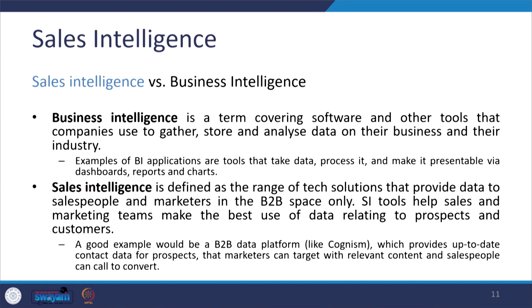Whereas sales intelligence is defined as the range of technology solutions that provides data to salespeople and marketing, very specifically to these kinds of users in the B2B space. Again, very specifically, they are used mostly in the B2B space. And these SI tools help sales and marketing teams make the best use of data relating to prospects and customers. So, a good example would be a B2B data platform. For example, let's say Cognizant, one of the proprietary software, which provides up-to-date contact data to prospects that marketers can target with relevant content and salespeople can call on to convert.